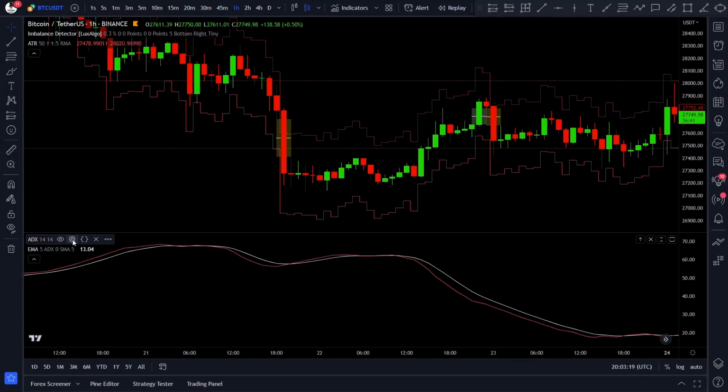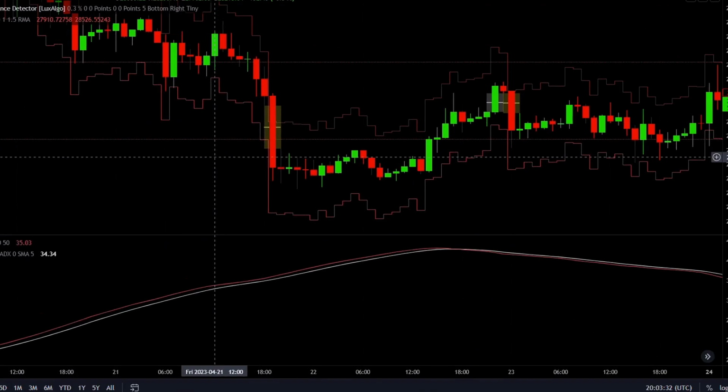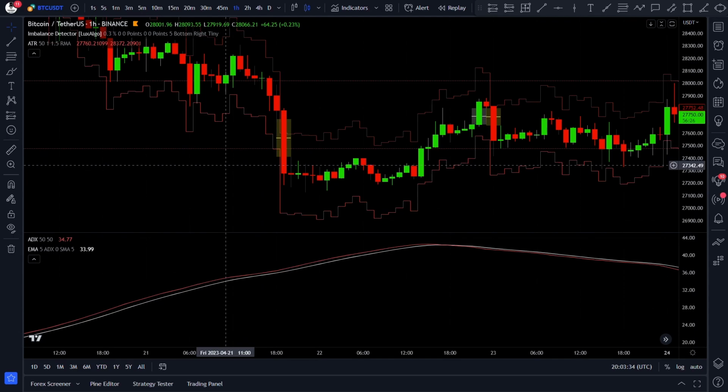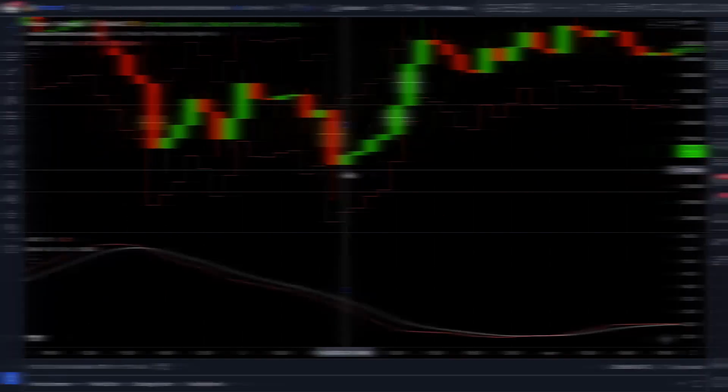Finally, go into the ADX indicator settings, change the smoothing to 50 and the DI length to 50. And with that, our chart is all set. Now let's go over the rules for long and short entries.